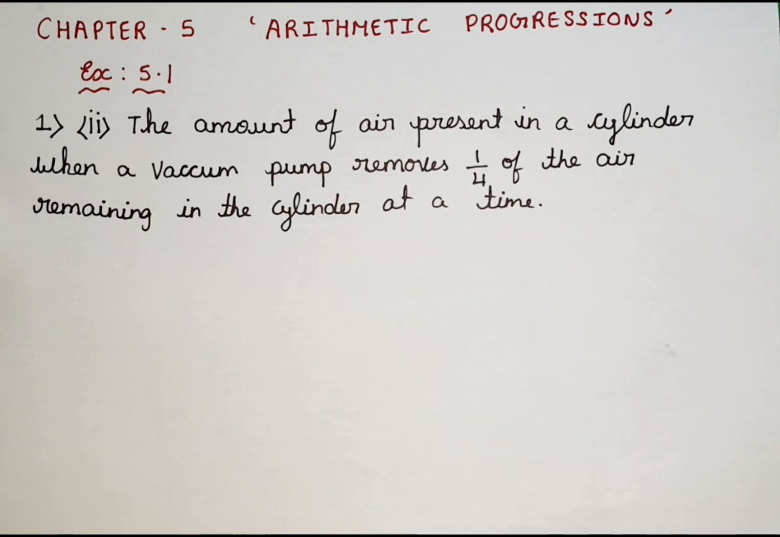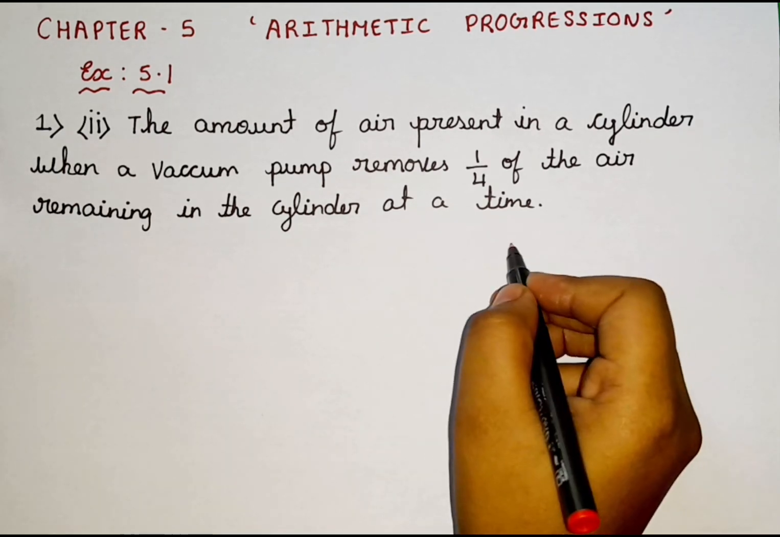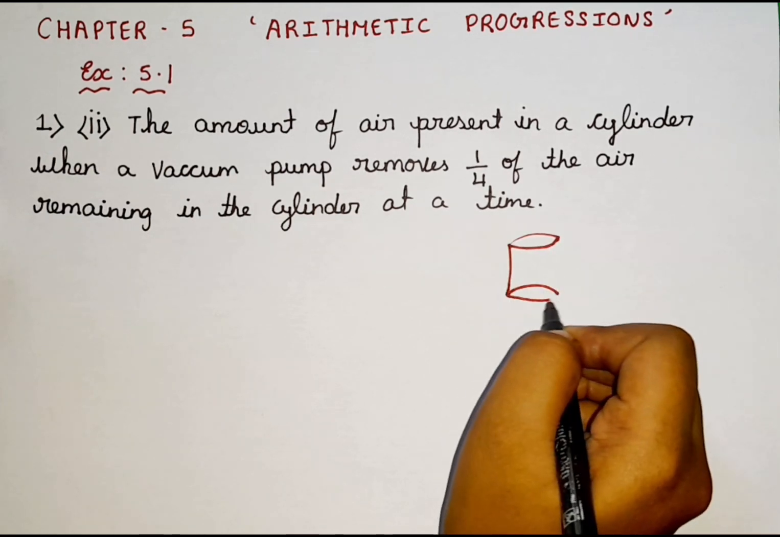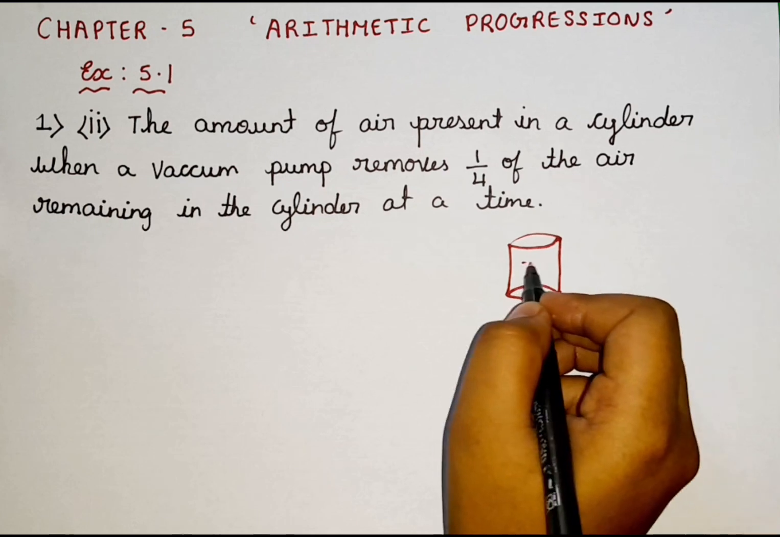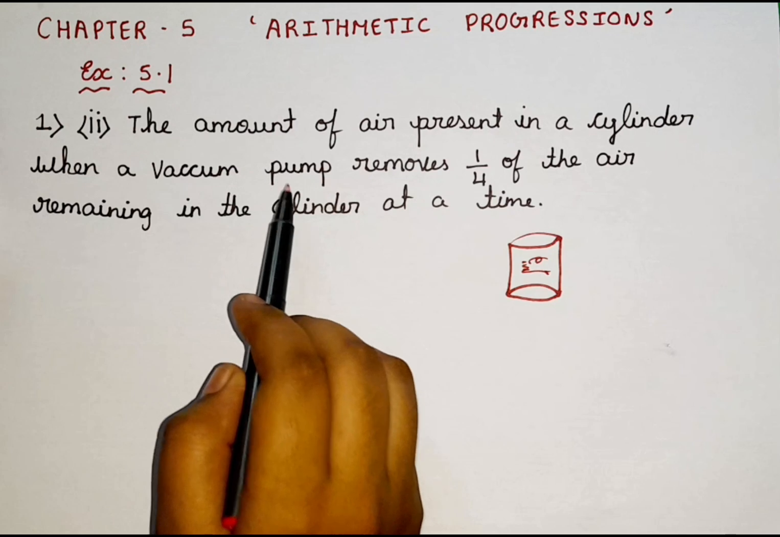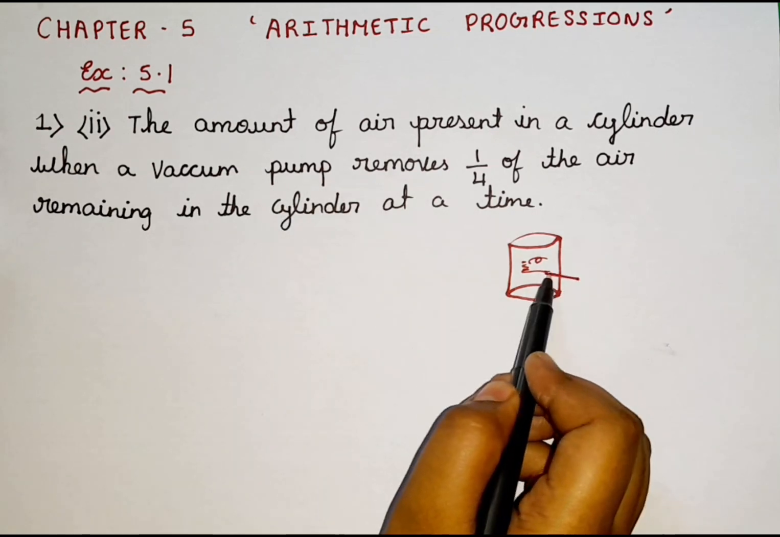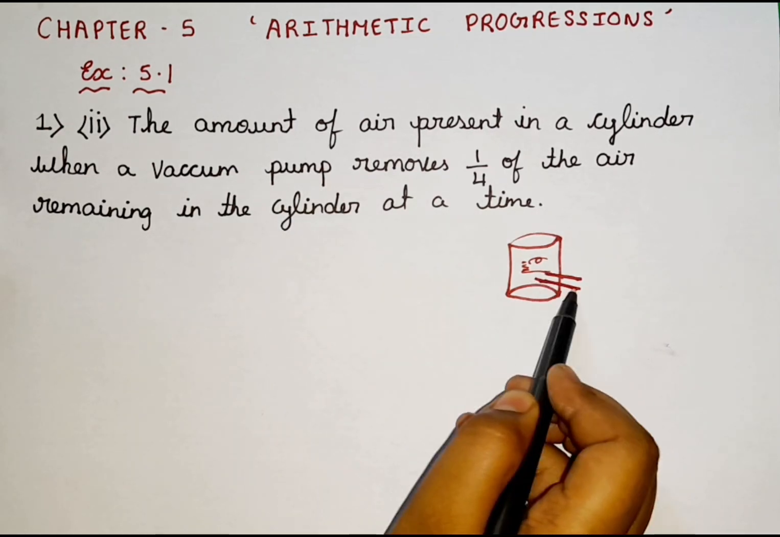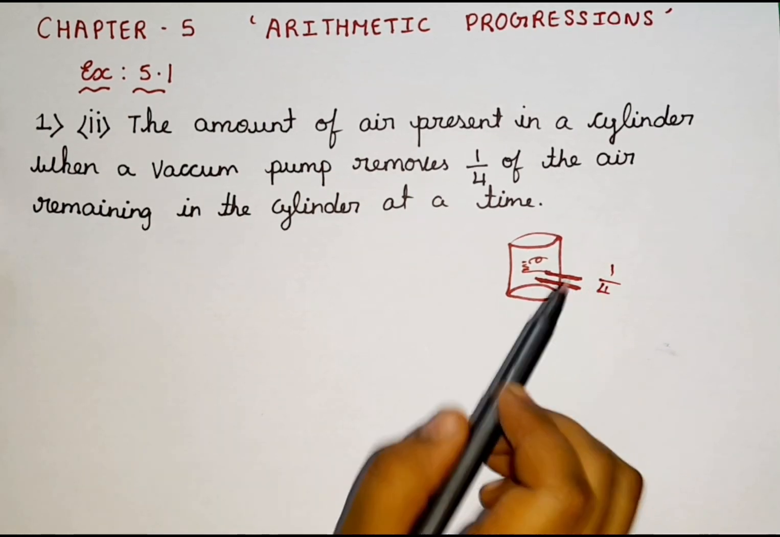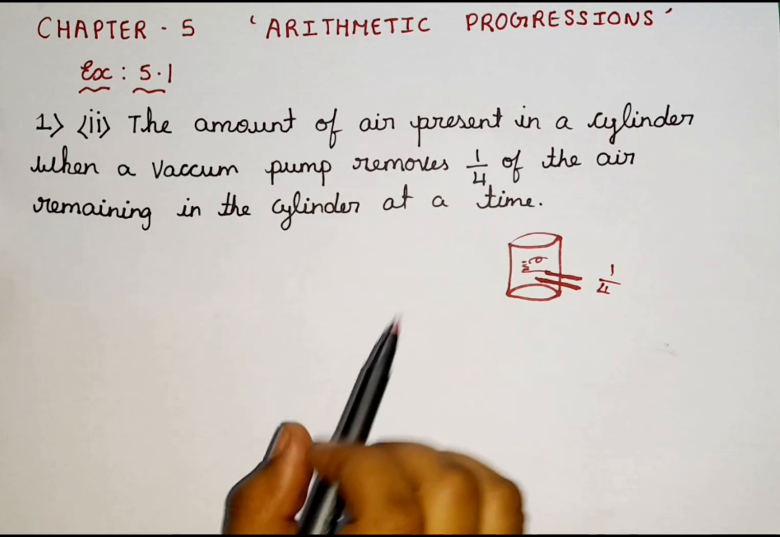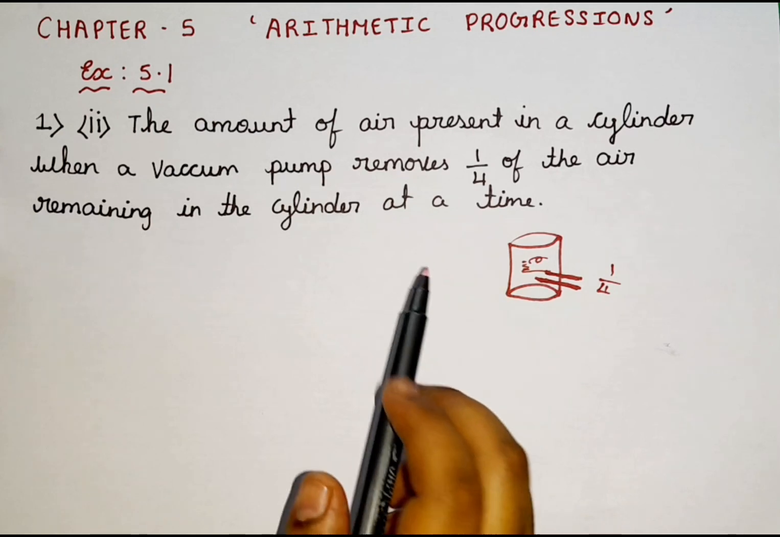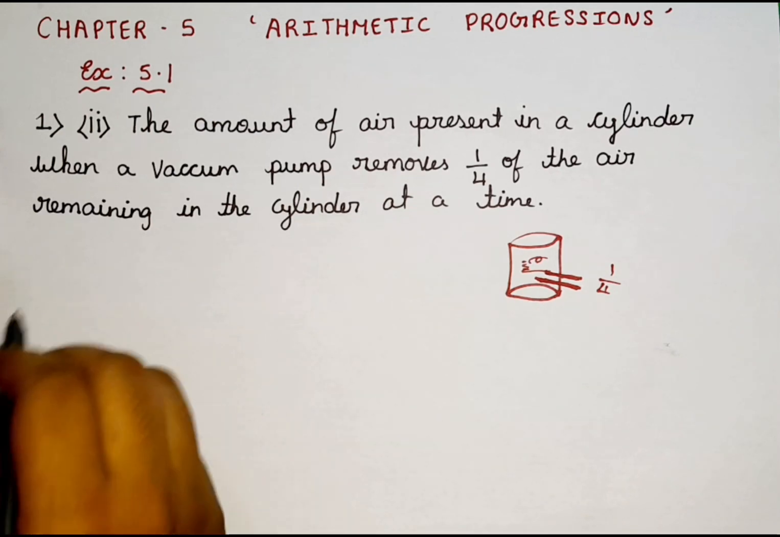Okay, so for example, there is a cylinder, and in this cylinder the air is present. When a vacuum pump removes, so there is a pump, like you can just think of a pipe. There is a vacuum pump which removes 1/4 of the air remaining in the cylinder at a time. So each time they are just removing 1/4 of the air. All right, so first of all, let's write.